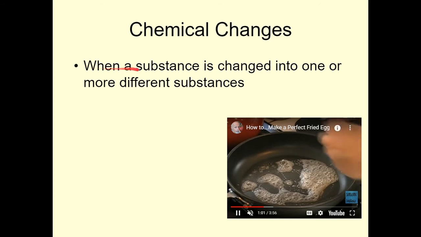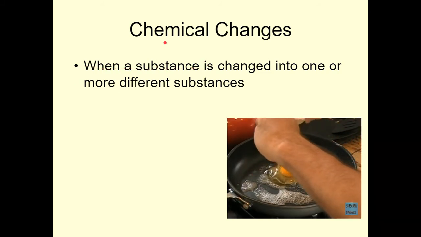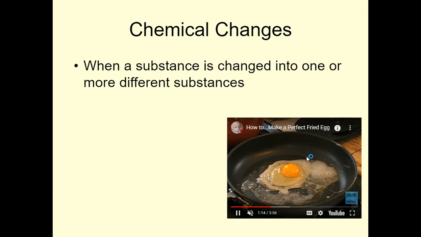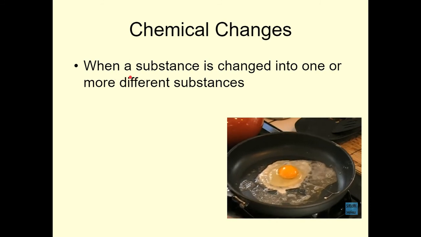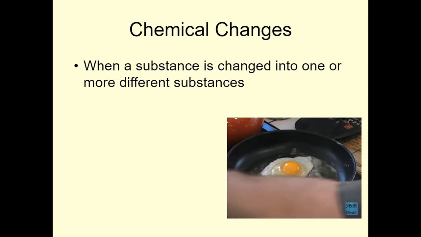Okay. Now we're going to talk about chemical changes. I love eggs. I've got farm fresh eggs, have chickens, and you'll see I give a lot of examples with eggs for chemical changes. A chemical change is when a substance changes into one or more different substances. In this particular case, we can see the chemical change happen right before our eyes. It changes from one substance to another.